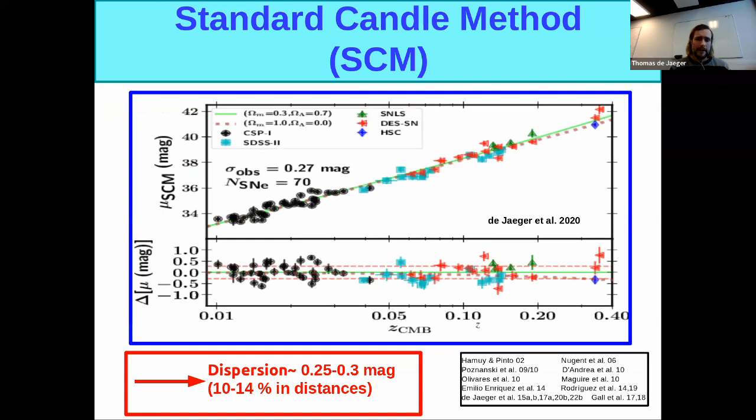Here I show the Hubble diagram. Using type 2, from a paper that we published 2 years ago, you can see the distance modulus, the distance versus the redshift. And this is the residual of the Hubble diagram. We have about 70 objects here. Then I will show you one with 89, so it's not the most updated Hubble diagram. Different surveys: CSP, SDSS, Dark Energy Survey, SNLS, etc. But the most important number here is the dispersion that we found, 0.27 mag. This means that you can derive distances with a precision of 10 to 14% in distances.